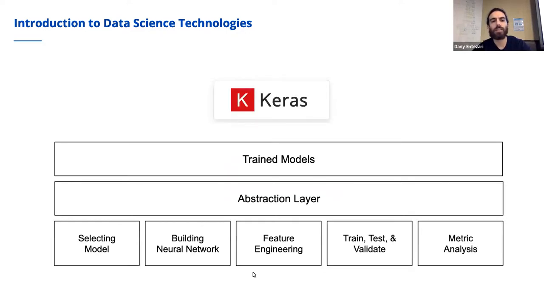It basically takes all of those tools and abstracts them. You just have to write less code to do the same thing. Moreover, Keras has a set of trained models. So instead of you having to build a model to interpret images, text, sound, these are things that have been done before. People have built such networks. People have done the metric analysis. People have done train, test, and validation. And you can save the model so you can reuse it again and again and again.